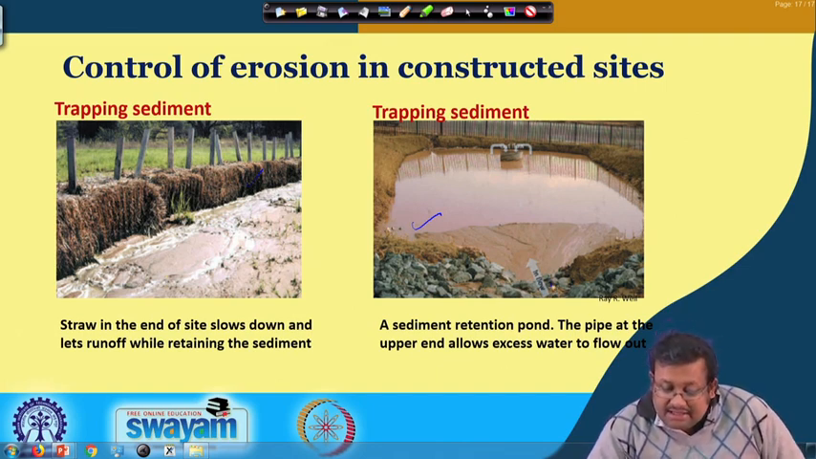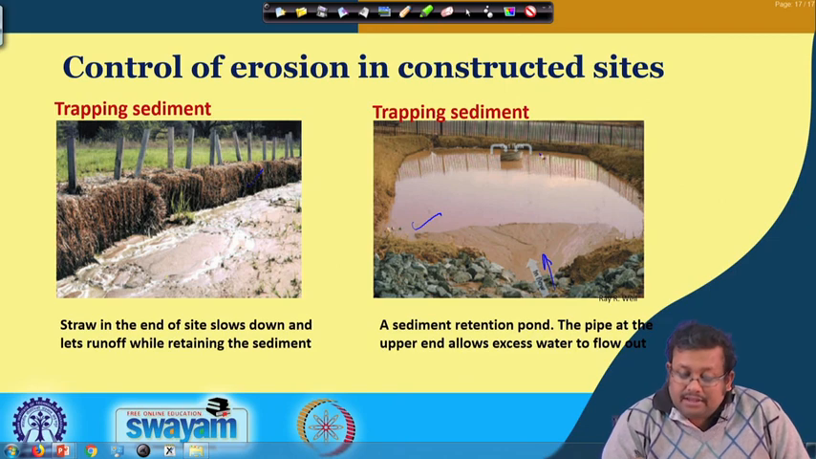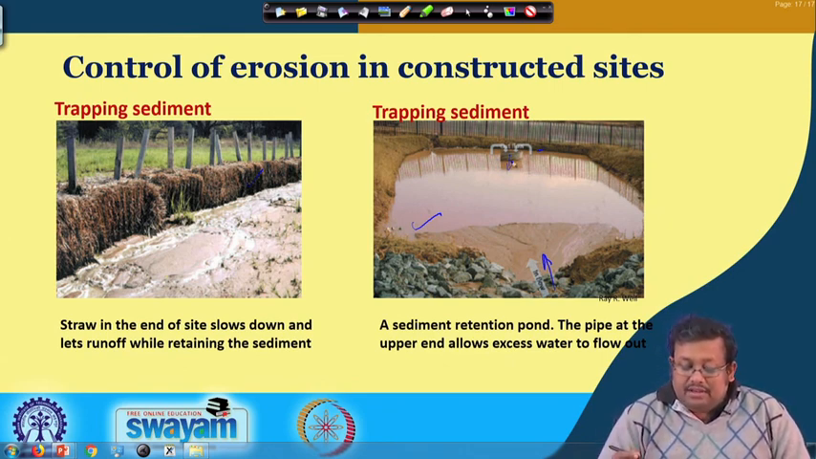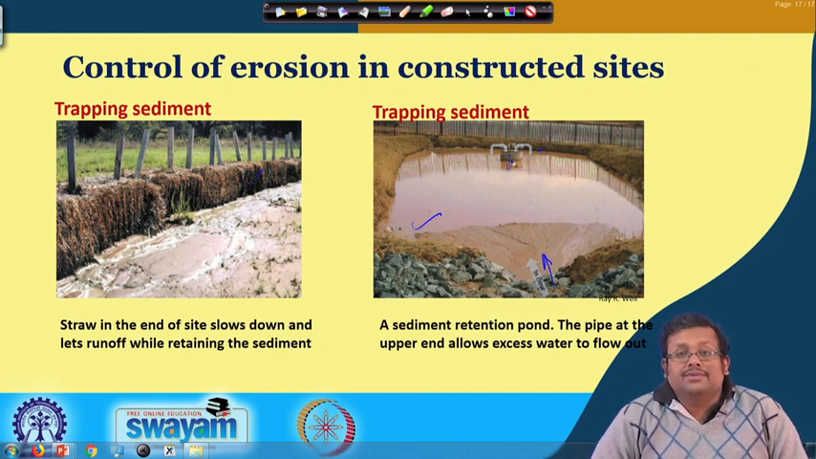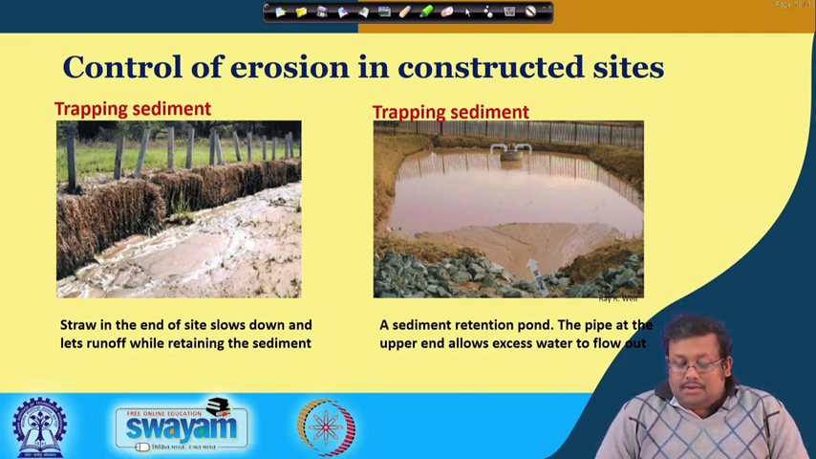Basically you can see there is an inflow of water from this place, the water carrying all the sediments, so the sediment is deposited here. When the water level rises above a certain point, this is the pipe through which the excess water flows out, leaving all the sediment behind. So this is an example of trapping sediment. These are a couple of ways to control soil erosion.